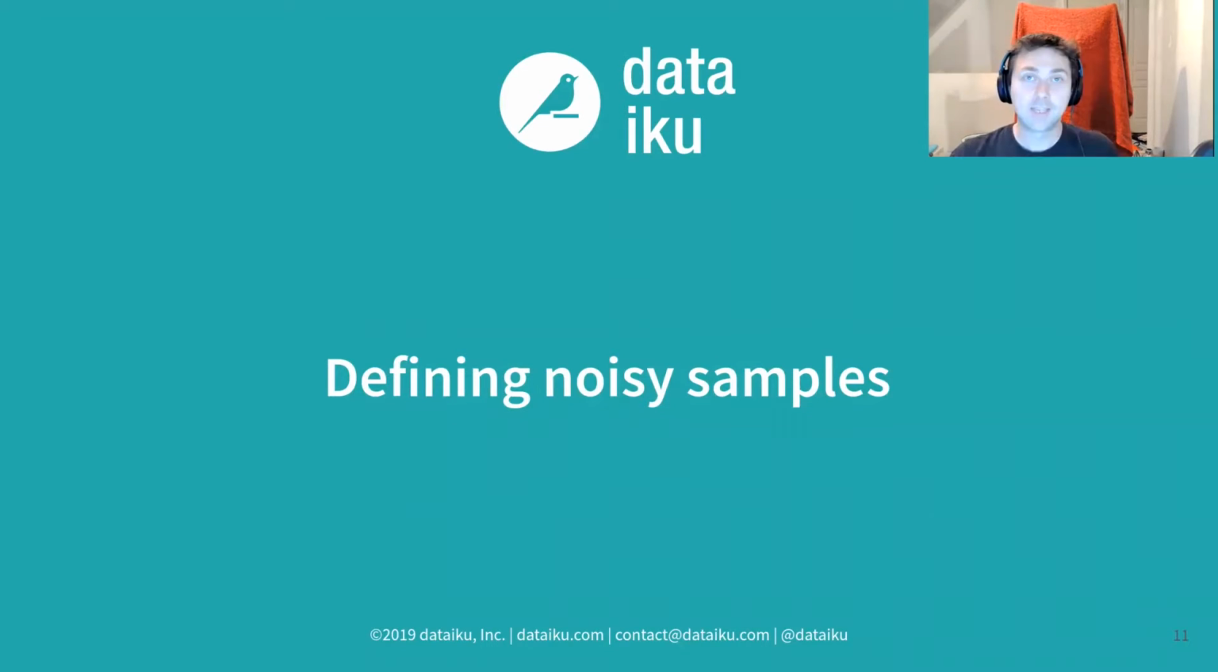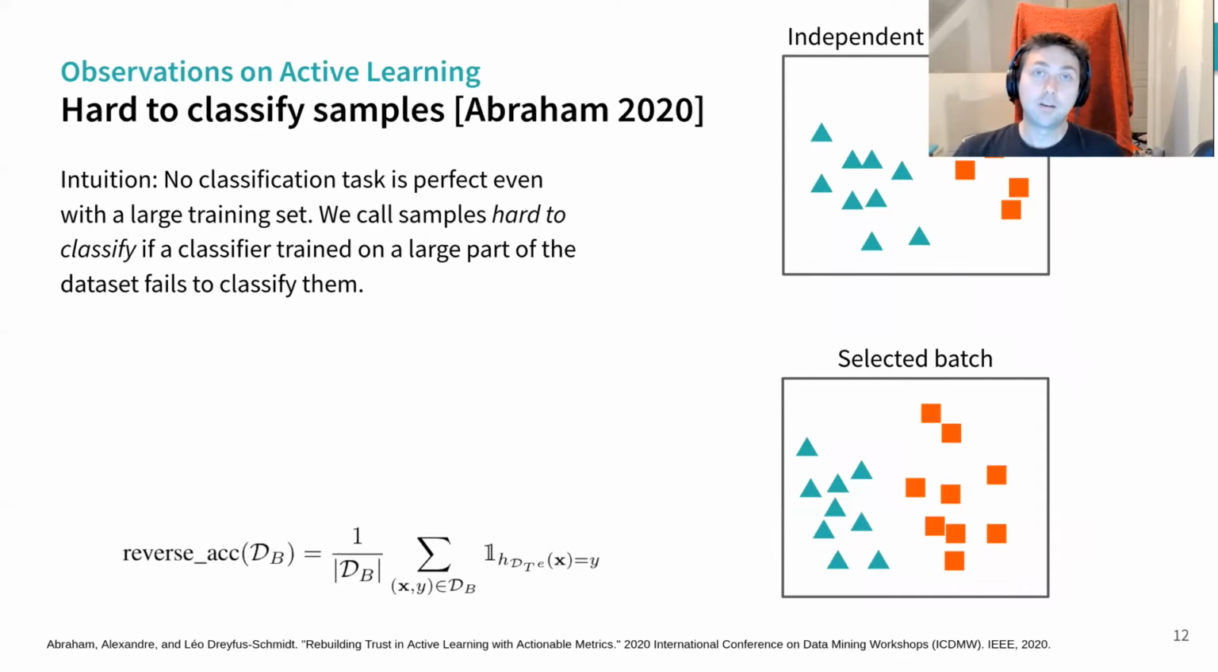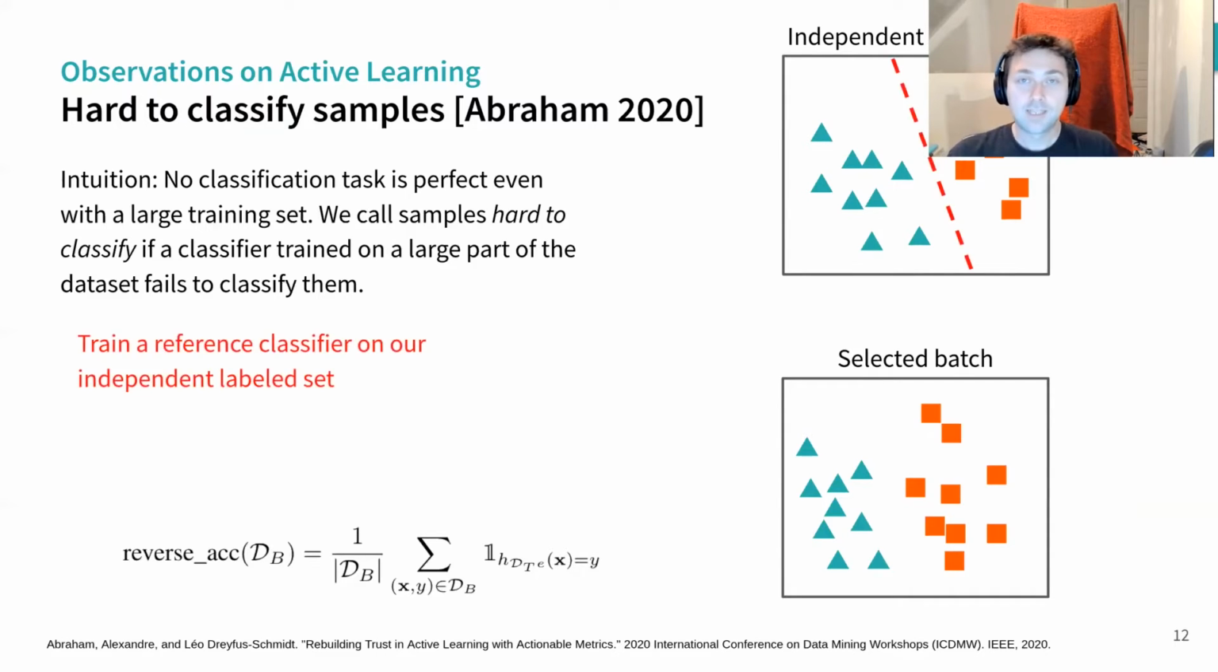Let's define them more precisely. We've already worked on that in a previous paper where we call them how to classify samples. And we devised a metric that we call reverse accuracy to characterize them. It consists in starting with an independent label set, what you see at the top right, and training a classifier on this independent label set. I remind you, it's a research metric, so it's something we want to have in a research context. It's not something we have in a live experiment.